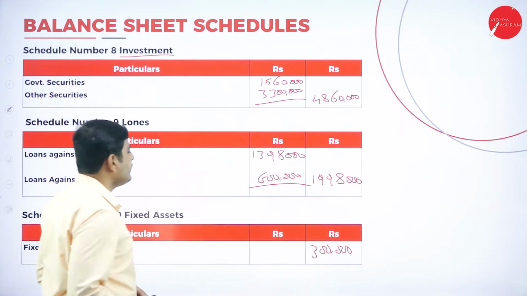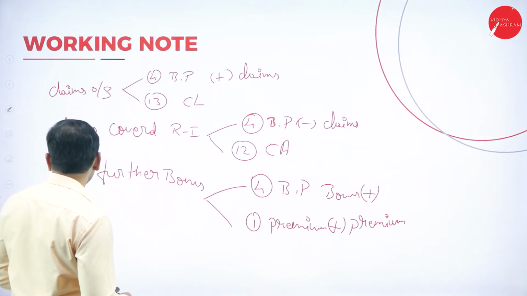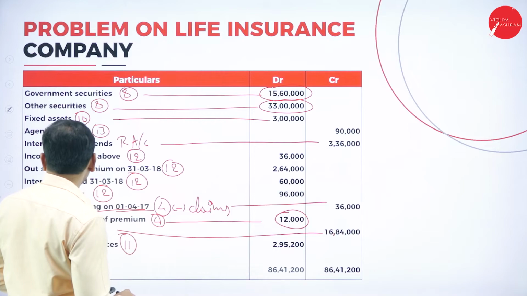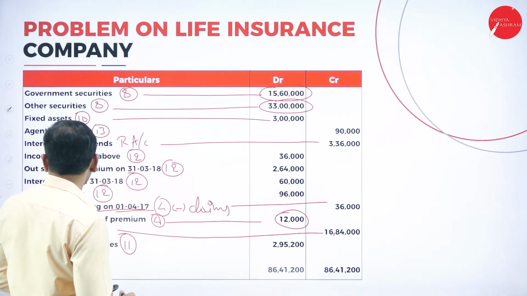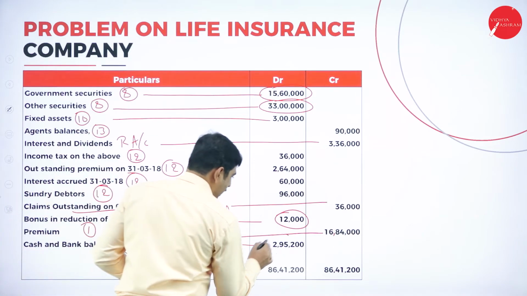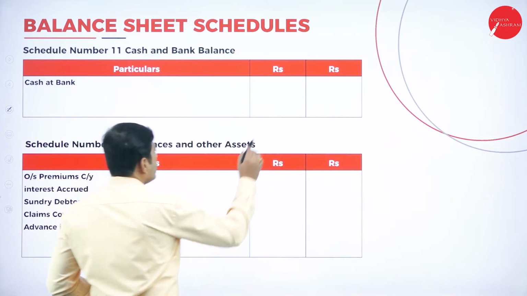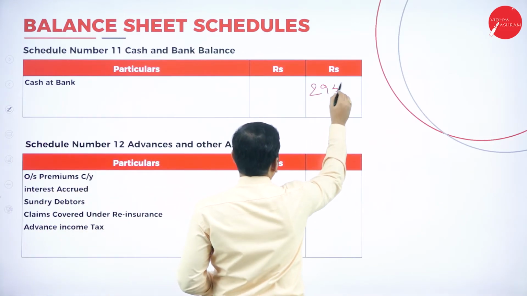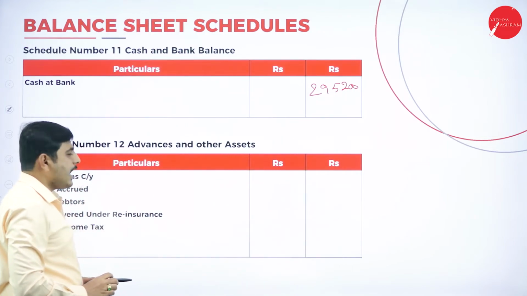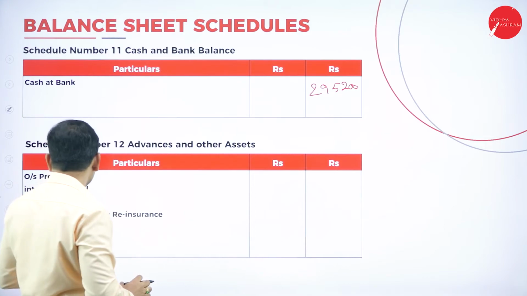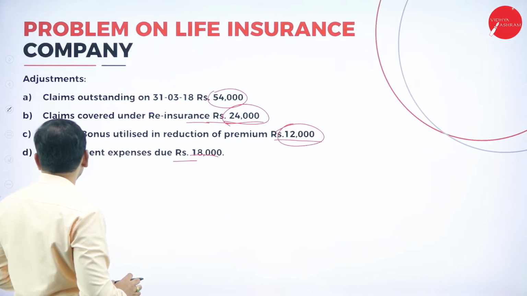Now next item is cash at bank and cash in hand. It is schedule number 11. We have the cash balance. Cash balance is 2,95,200. Again, coming to schedule number 12, advances and other assets. First one, outstanding premium of the current year, it is in adjustments. We don't have an adjustment.